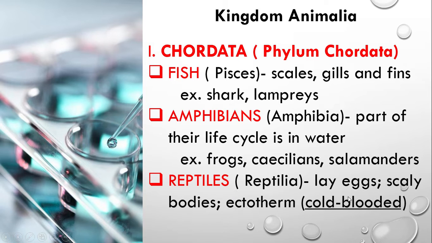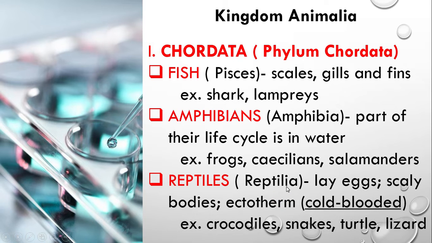Okay, so again, cold-blooded animals' body temperature depends on their environment. If the environment is cold, their body temperature is also cold. However, for warm-blooded animals, although the environment around them gets cold or hot, their temperature will still remain in balance. Examples of reptiles are crocodiles, snakes, turtles, and lizards.